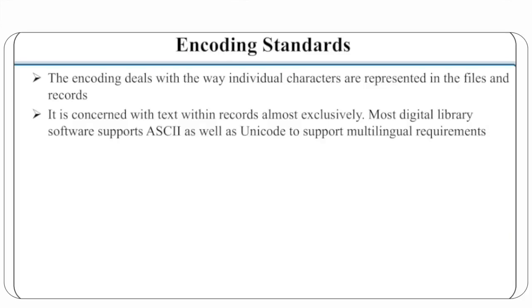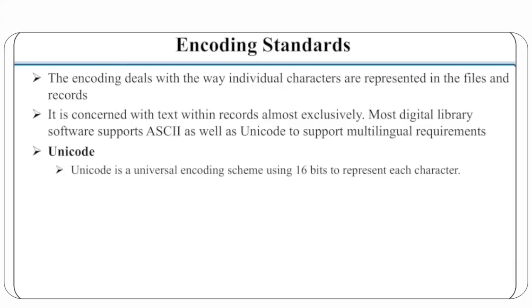The encoding deals with the way individual characters are represented in the files and records. It is concerned with text within records almost exclusively. Most digital library software supports ASCII as well as Unicode to support multilingual requirements.